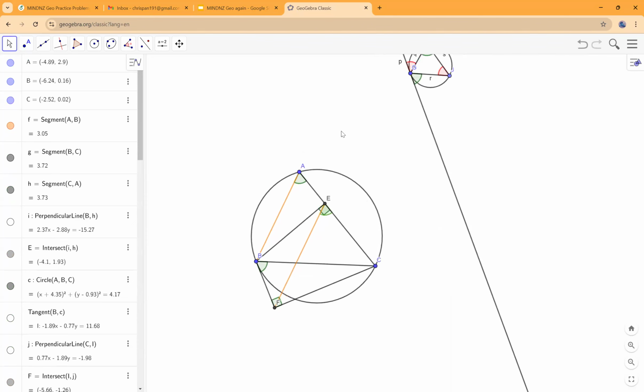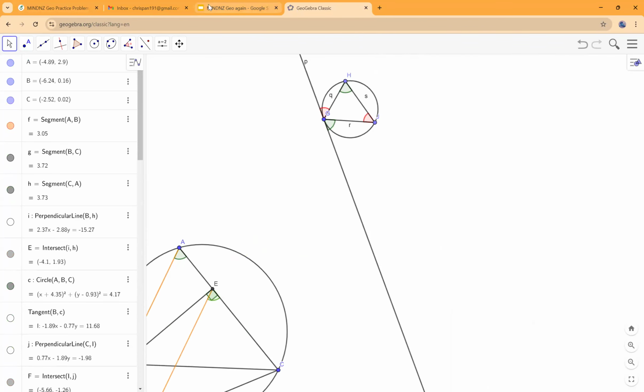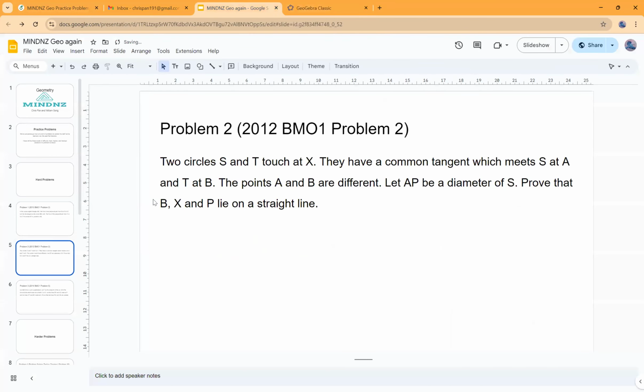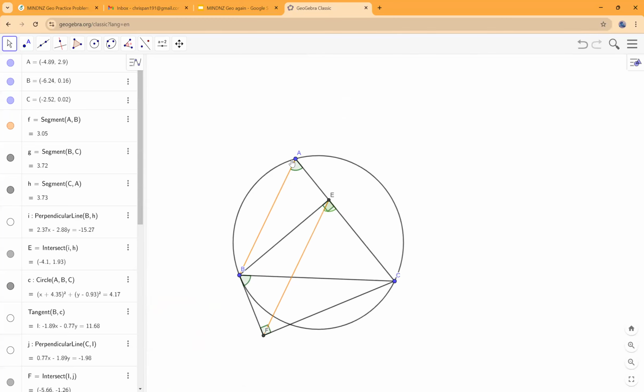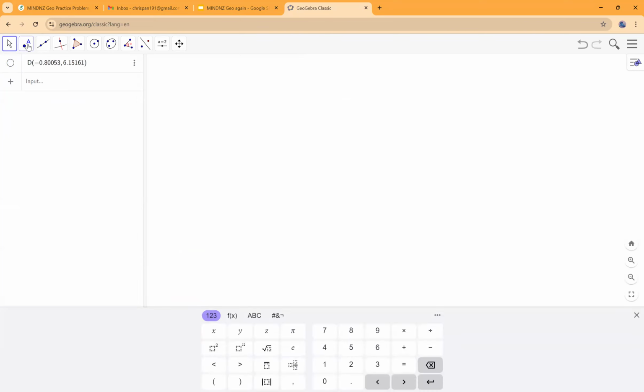I'll move on to the next problem now. Problem two, another BMO one, about the same difficulty, I guess. The circles S and T touch at X. So you guys look at the problem on your own, maybe draw a diagram and try for a bit, and I'll draw it myself as well.